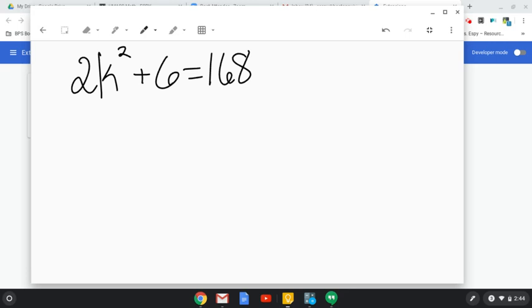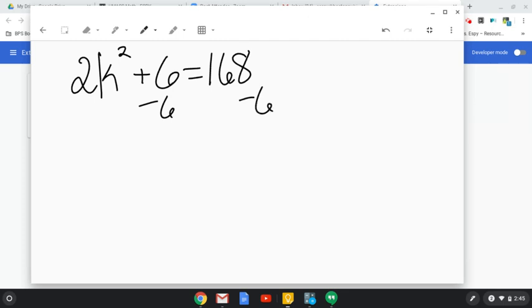Hey guys, so here is an example of taking the square root when you are trying to solve for a variable. Some of you were trying to take the square root too early, so I'm going to show you that mistake to clear this up. So you need to do inverse operations.